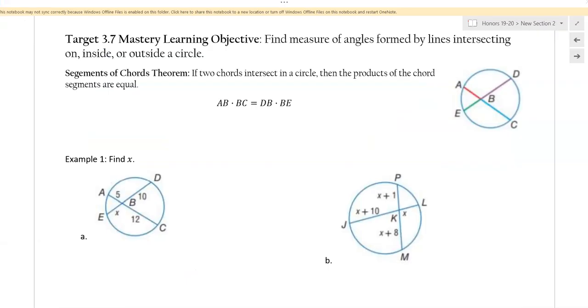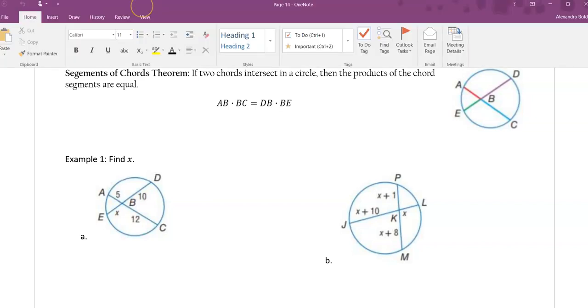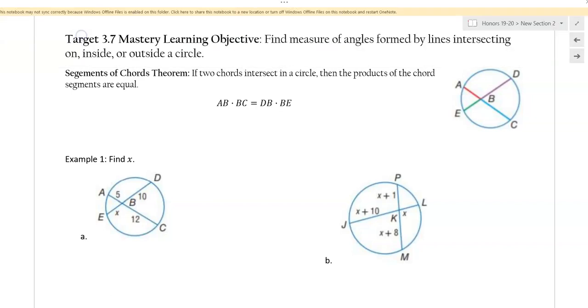We are now looking at target 3.7. I can find, this should say the measure of segments. I guess I copied and pasted it and didn't change it. The measure of segments, right? So secant lines, formed by lines intersecting on, inside, or outside a circle.